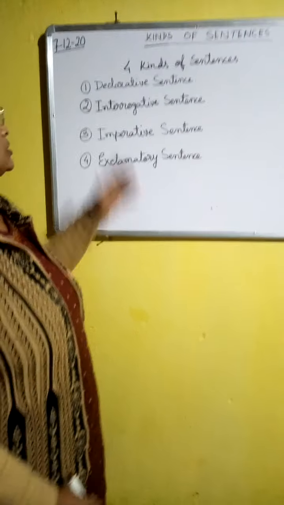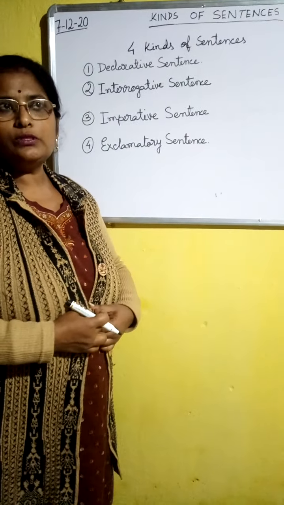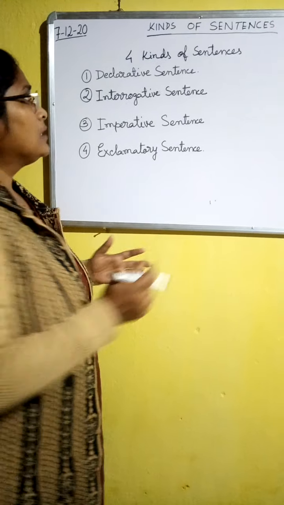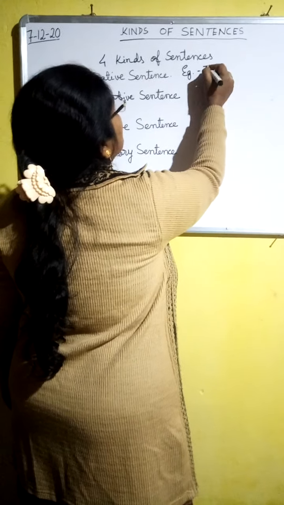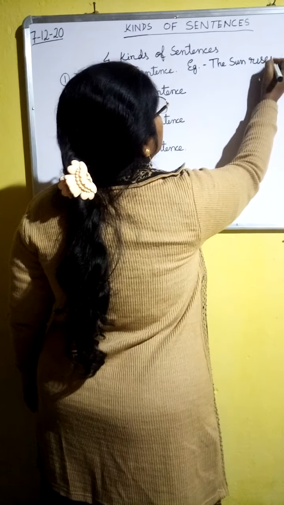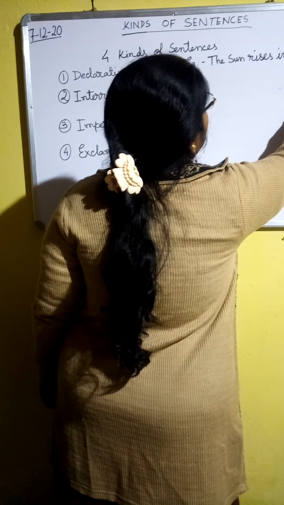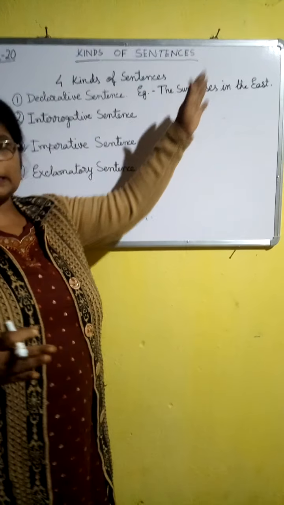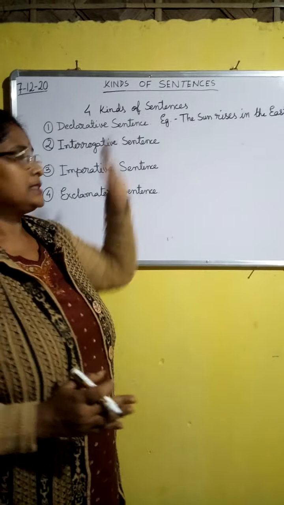Now what is a declarative sentence? Declarative sentences are those which state something, which give a statement or state some fact. Suppose, for example, the sun rises in the east. It is a fact. The sun rises in the east. It is a fact. So, it is a declarative sentence.